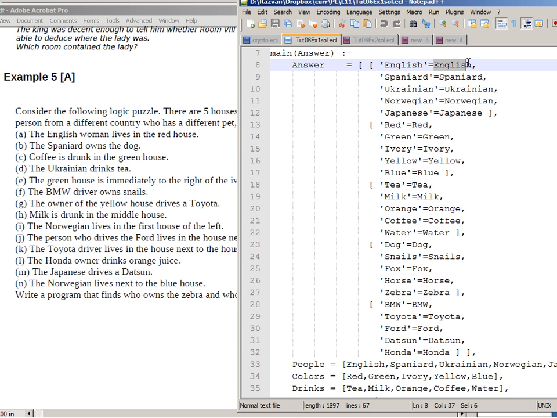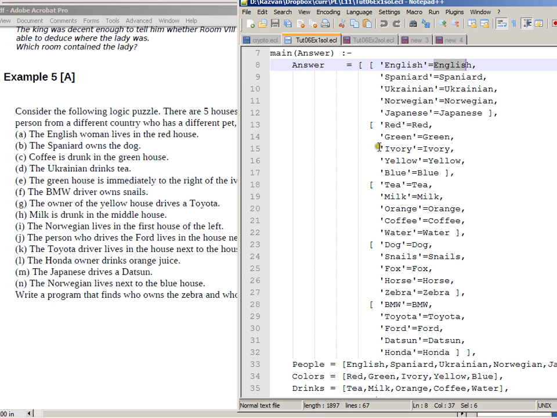So in each group of variables, the variables need to be distinct. But across the sets, variables that have the same value pertain to the same house, right? So that's how we think, right? We think of houses 1, 2, 3, 4, 5, and we're trying to find out who lives there, what kind of pet lives there, what car is parked in front, what color it has, what drink is being drunk in that house. And that will solve the problem, essentially.